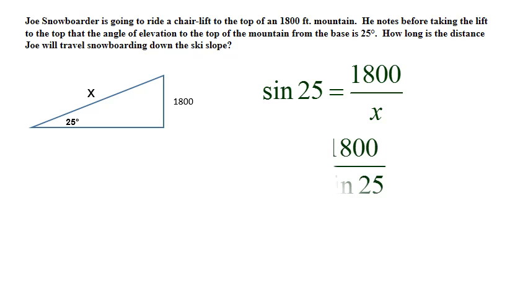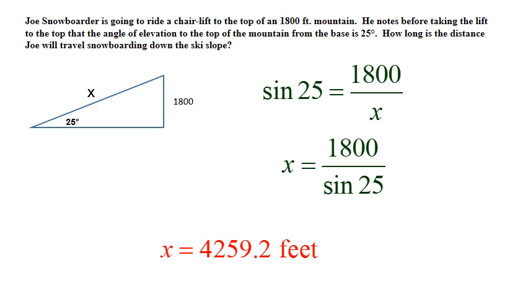You're going to cross multiply, divide by the sine of 25, take out your calculator, type that in, and you will see that Joe will travel 4,259.2 feet down the ski slope. If you have any questions with these problems, make sure you make note of them, and I will answer them at the beginning of class tomorrow.